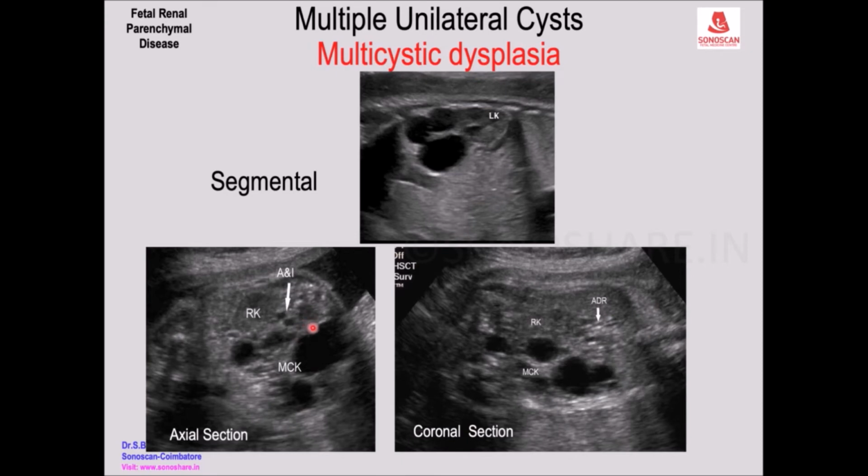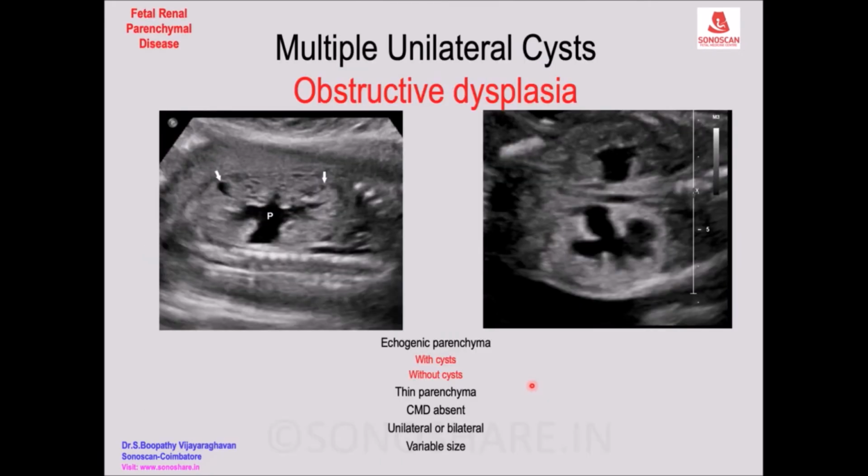You see the spine, you see the aorta and IVC. The right kidney is normal. On the left side, the kidney is replaced by multiple cysts. The kidney may be of varying size. It can enlarge because of obstruction. And the most crucial differentiating point is the dilated collecting system.